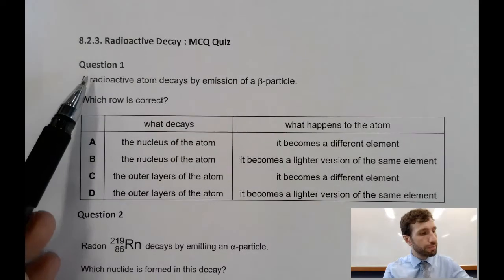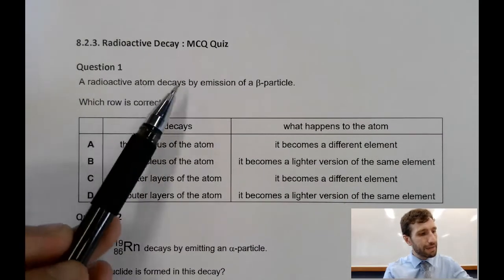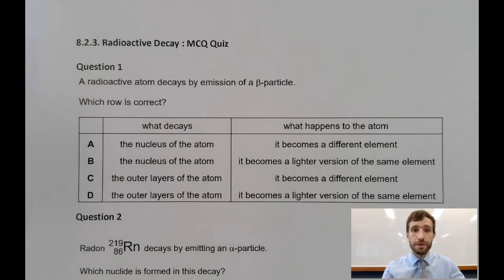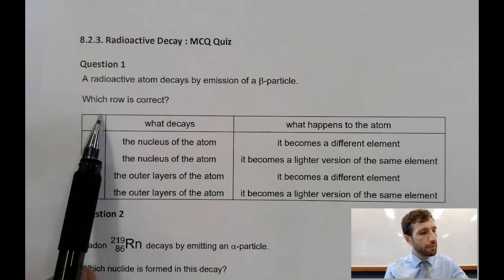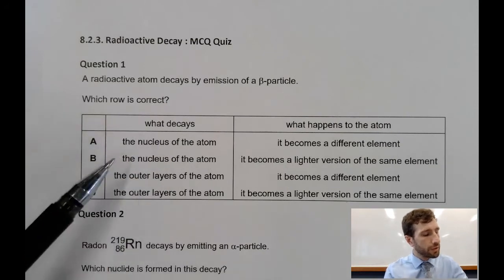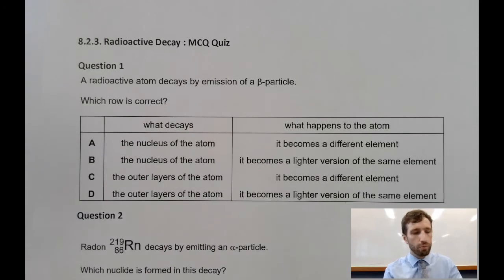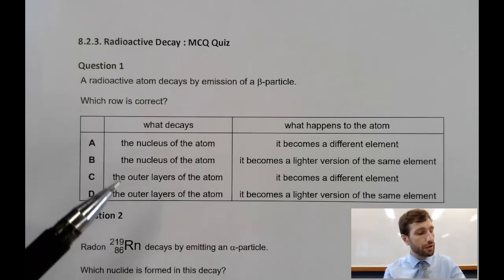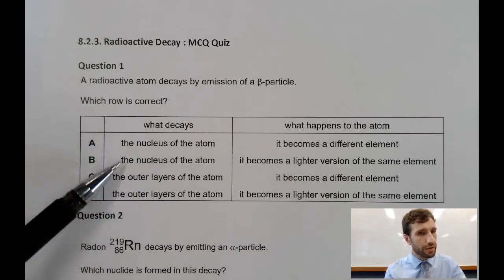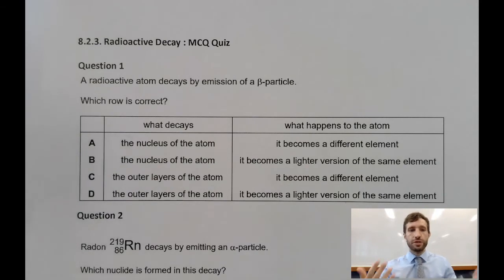Let's look at question 1. We've got something decaying by emission of a beta particle, and we know that a beta particle is just an electron. We're asking which row is correct, what decays and what happens to the atom. A good way of doing this is process of elimination, and we'll start with this column on the left-hand side, which is to say what decays.